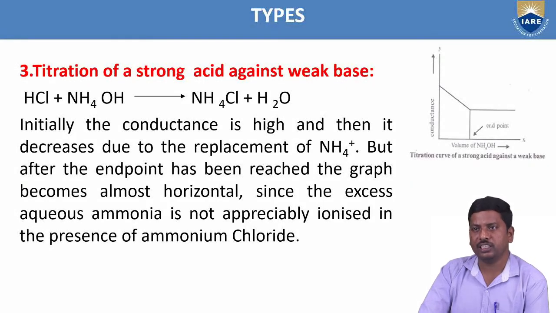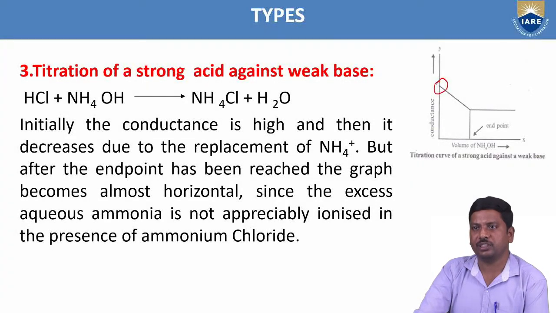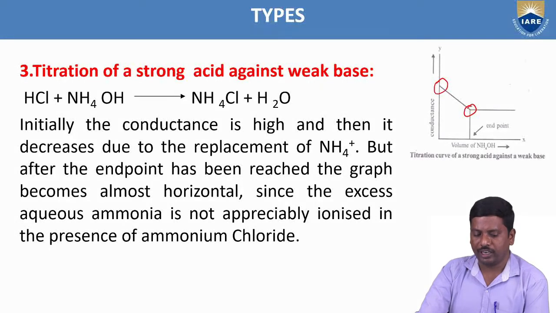In this case also, initially it starts with a strong acid. That's why the conductivity is initially high, because it easily gives H plus ions, and mobility will be high. That will continue up to the end point. But after the end point, what happens? Because of the weak base or weak salt, that means ammonium chloride, the dissociation constant is less. That means there is no dissociation in the case of ammonium chloride when compared to hydrochloric acid. That means there is no gradual change in the conductivity. That's why it gives the horizontal curve.